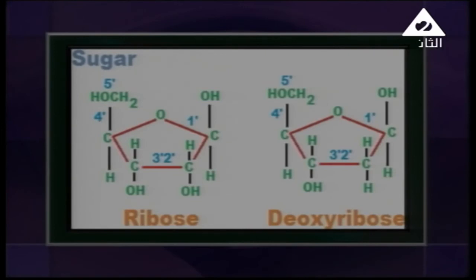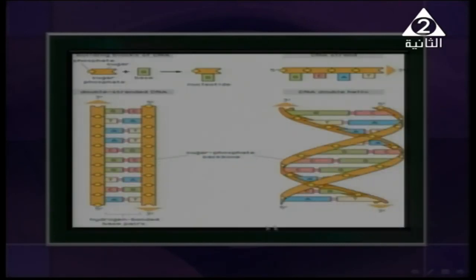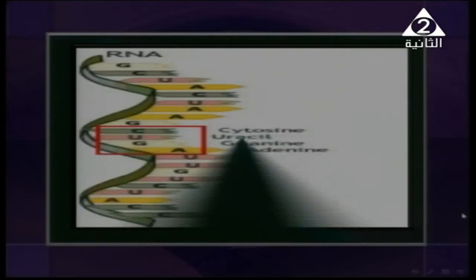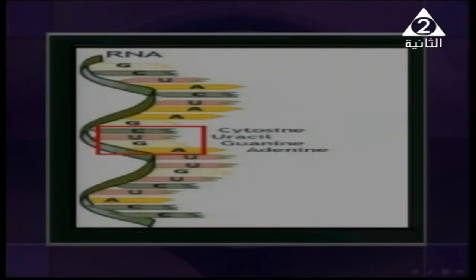This figure represents the difference between the pentose sugar in DNA and the pentose sugar in RNA. Here in RNA there is an oxygen atom, but here in DNA no oxygen atom. DNA consists of double strands of nucleotides, but RNA consists of a single strand of sugar phosphate backbone.